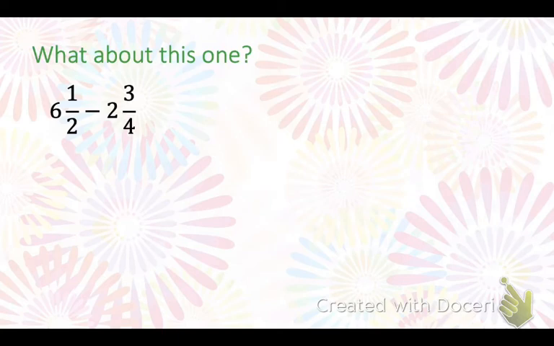All right, lastly, this one is a little bit different, and I'll show you why. So we have 6. Common denominator between 2 and 4 is 4. Okay. So 2 times 2 is 4. 1 times 2 is 2.